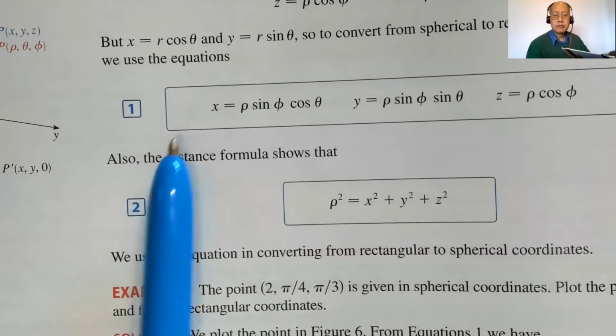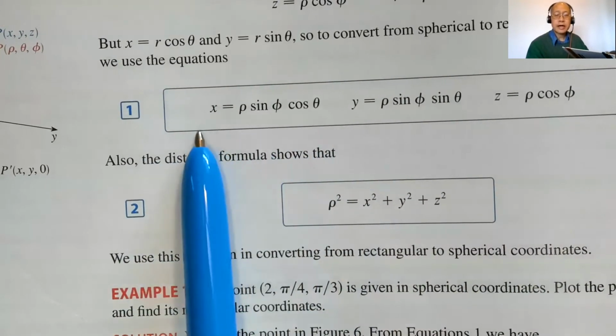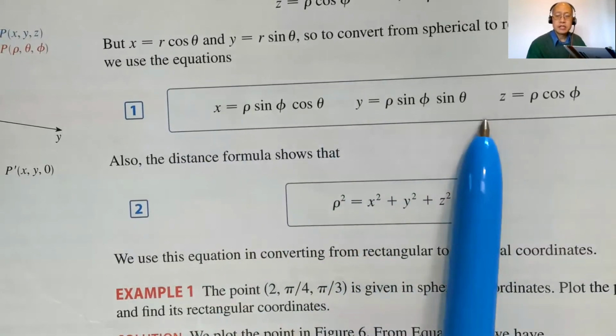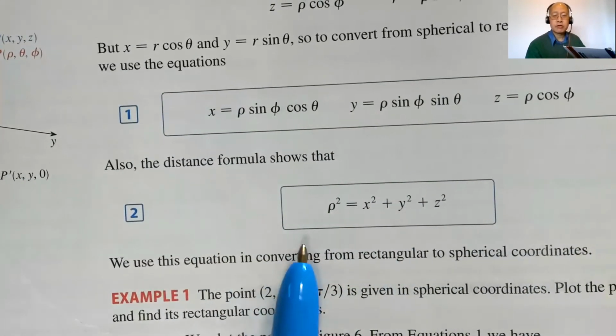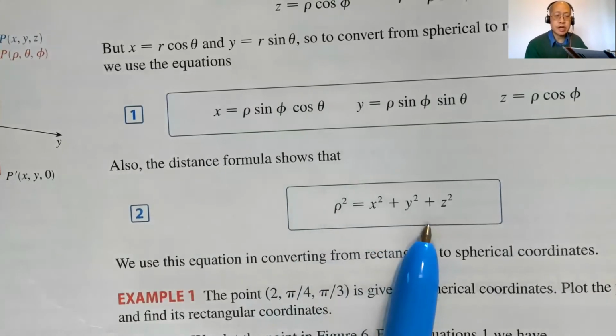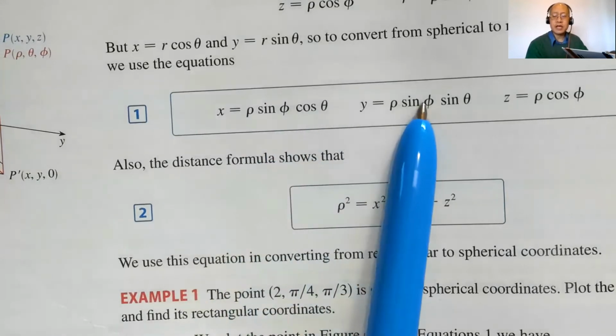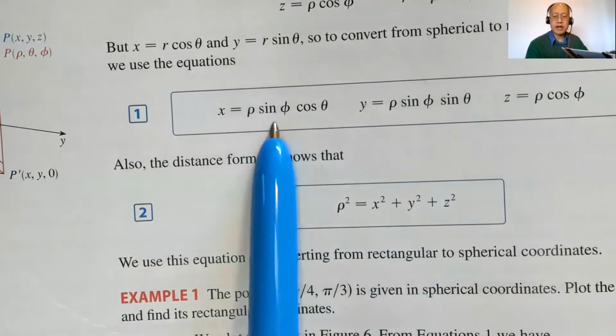In a nutshell, put these on your formula sheet. X is rho sine phi cosine theta, y is rho sine phi sine theta, z is rho cosine phi. And rho squared is x squared plus y squared plus z squared. So this is how you convert from one to the other. And now if you have rho, theta, phi, it's pretty straightforward. You can just plug right in to find x, y, and z.